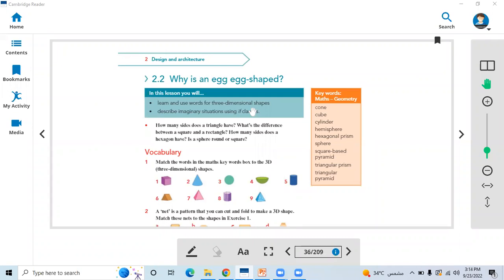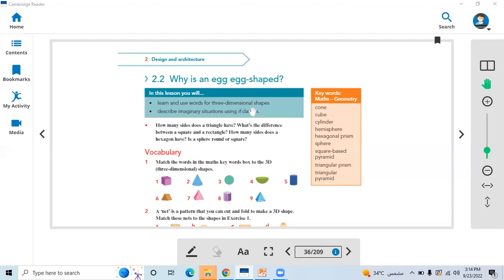Let us summarize lesson number 2 of Unit 2. 2.2 is why is an egg shaped? In this lesson, it's particularly related to maths and geometry. So in this lesson, we will learn and use the words for three-dimensional shapes, and we'll describe imaginary situations using the if clause.